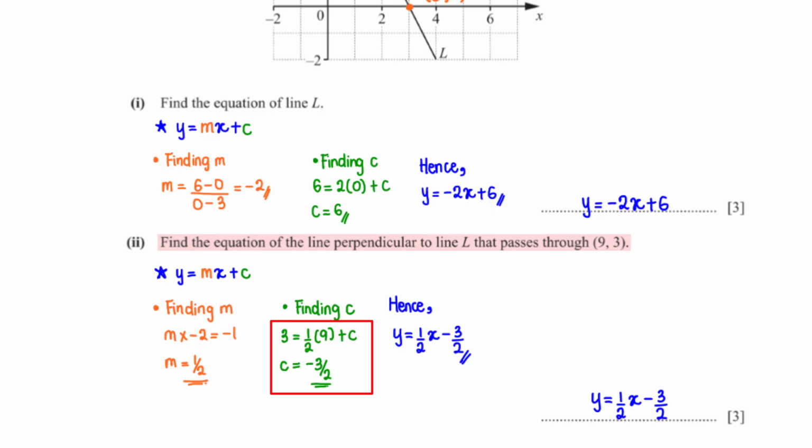To get the value of c, we substitute the gradient value and the coordinates through which the perpendicular line passes into the equation. This gives us c equals -3 over 2. Hence, the equation of the perpendicular line will be y equals 1 over 2 x minus 3 over 2.